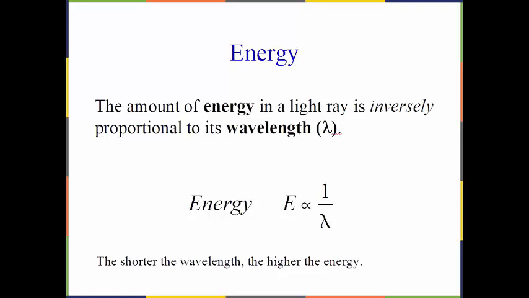The energy of the light rays is inversely proportional to the wavelength. So the shorter the wavelength, the more the energy. So violet has more energy than red light because violet has a smaller wavelength than red does.